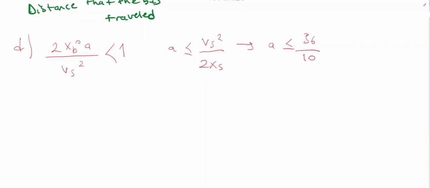So for d, what should the acceleration of the bus be in order for the bus to not be caught? It has to be at least this.